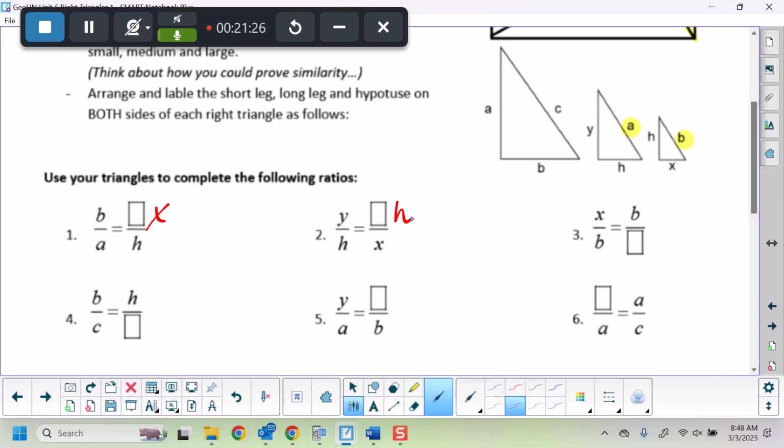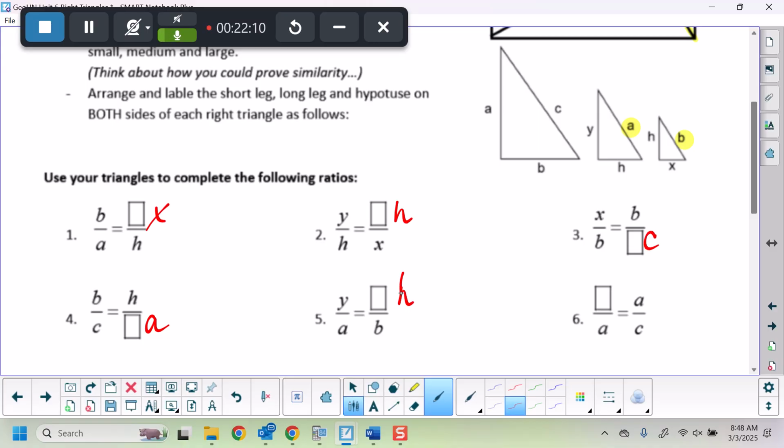All right, let's talk about 3. X is to B as B is to C. How'd you do with that one? If I talk about B is to C as what is to H? B is to C as A is to H, right? Or H is to A? Do you buy that? And then Y is to A as, did you get H is to B?